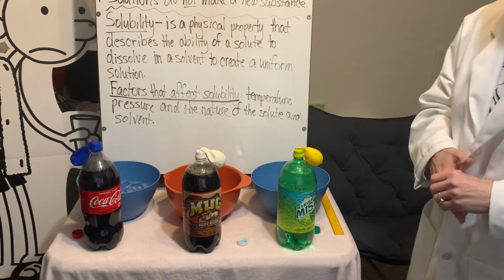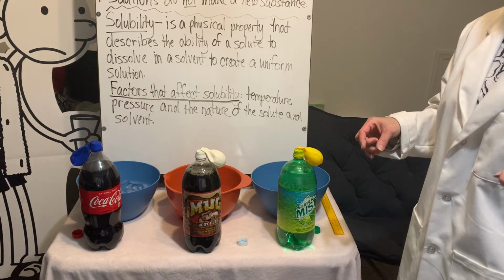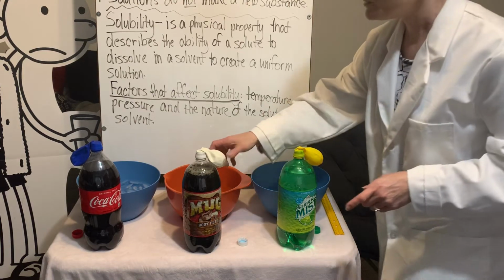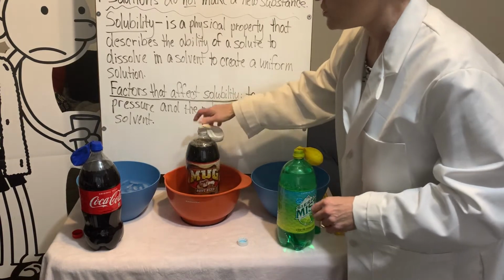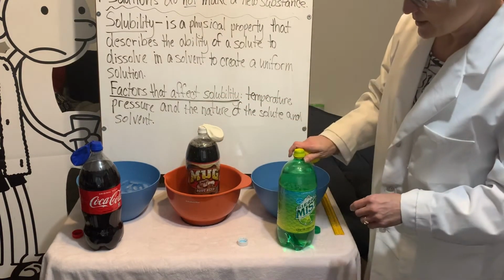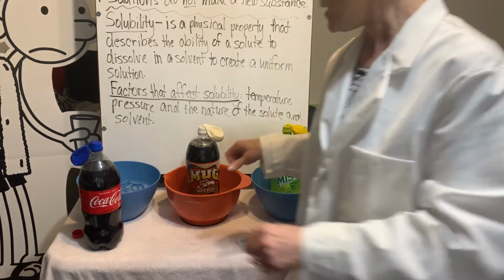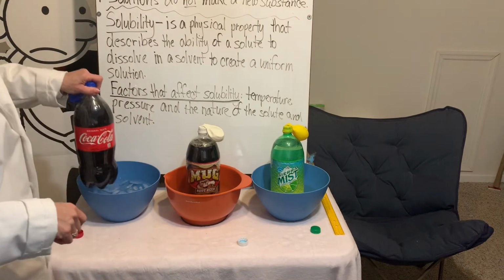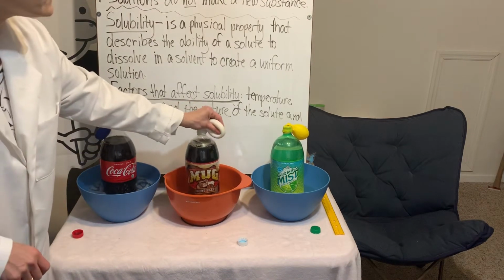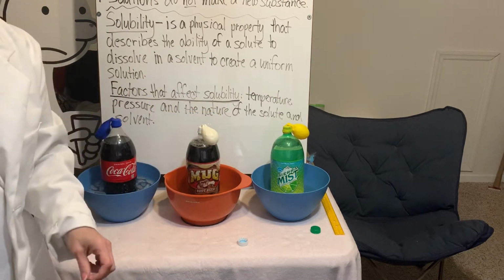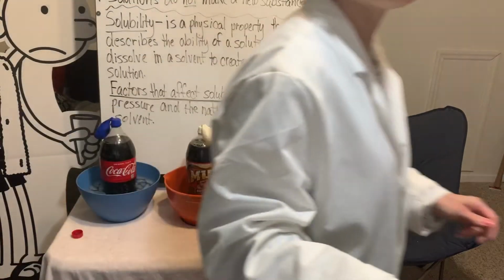Now I'm going to place one of them in the room temperature water. So this is the room temperature. I've got my root beer going in the room temperature. Then I've got my Sierra Mist going in the hot water. And I've got my Coca-Cola going in the ice water. Next, it says to wait for 5 minutes.